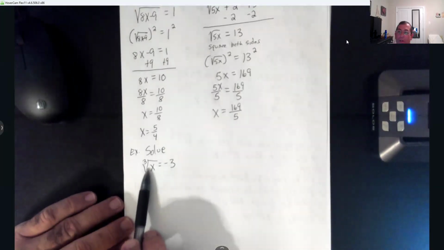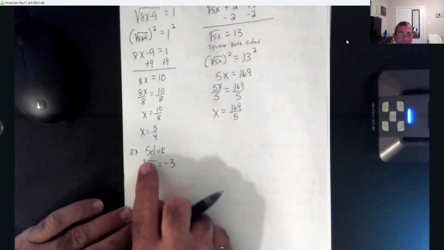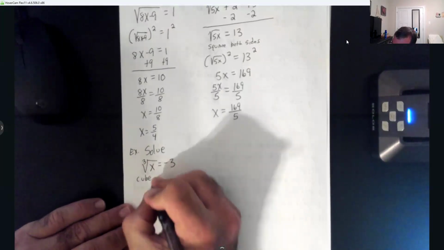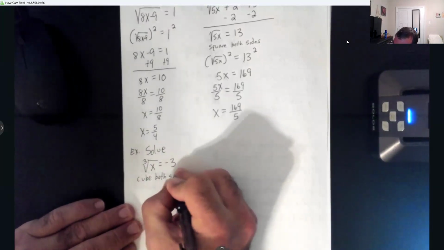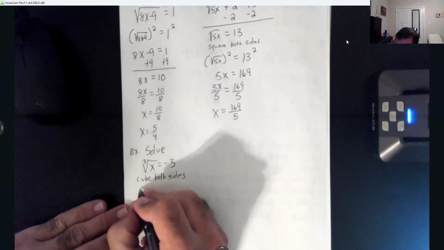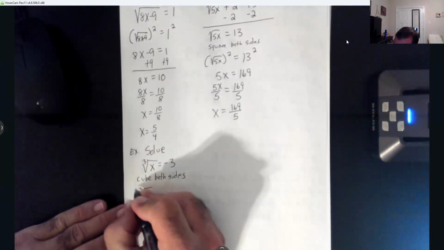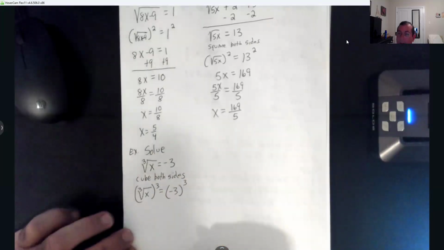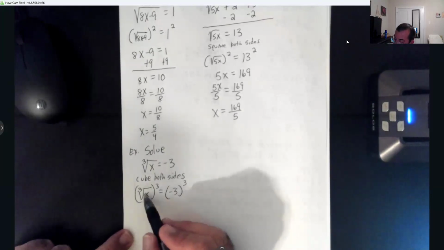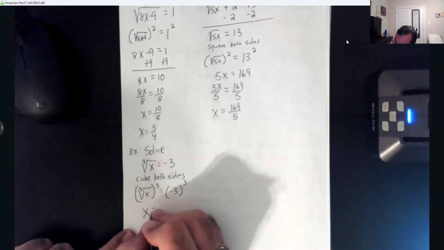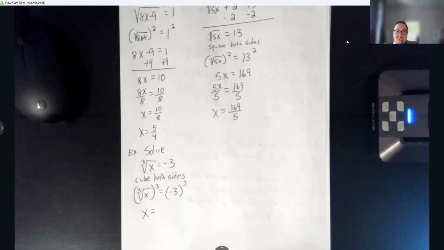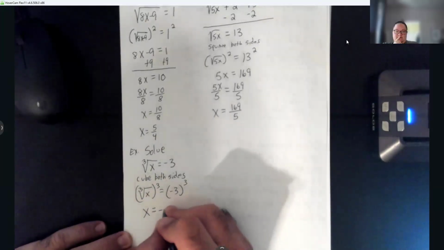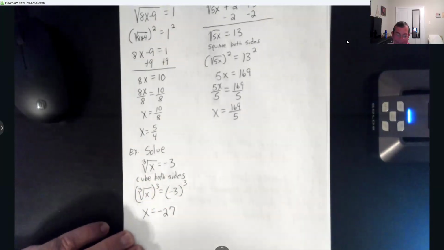Well, y'all notice this cube root is by itself. So we're going to raise both sides to the 3rd power. We call that cubing. We're going to cube both sides. So y'all look at that. That cube root cancels with that exponent, leaving my x equals negative 27. 3 to the 3rd power is negative 27. So negative 27, okay?